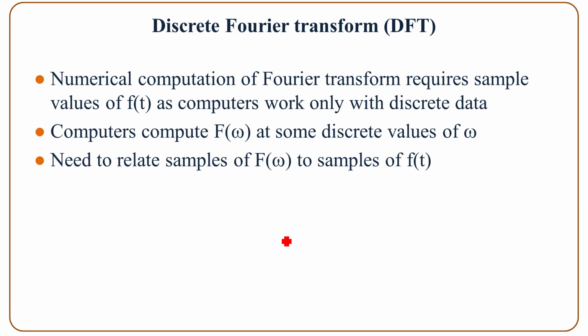Now we talk about the discrete Fourier transform, DFT. So numerical computation of the Fourier transform requires sample values of the function f of t, as computers work only with discrete data. And computers compute the Fourier transform f of omega at some discrete values of omega, and we need to relate samples of f of omega to samples of f of t in the time domain.